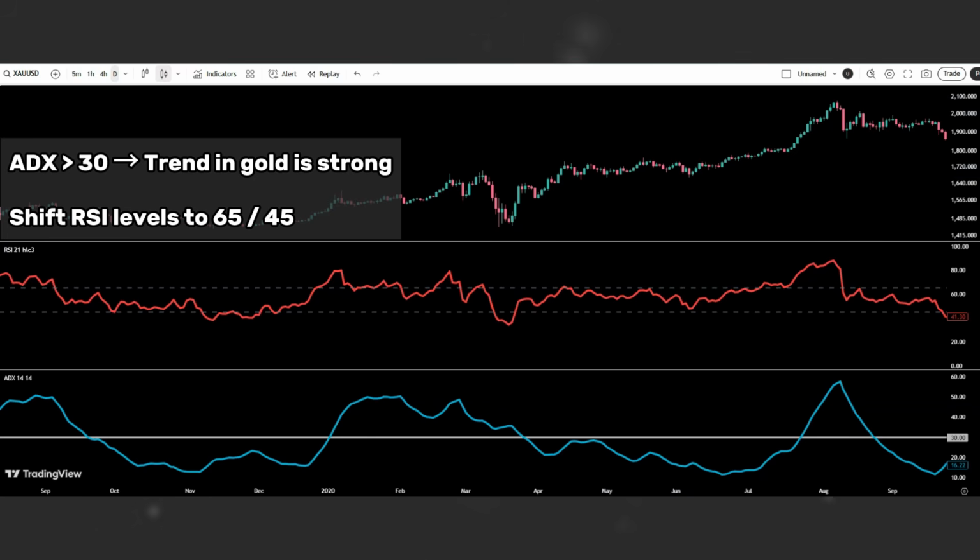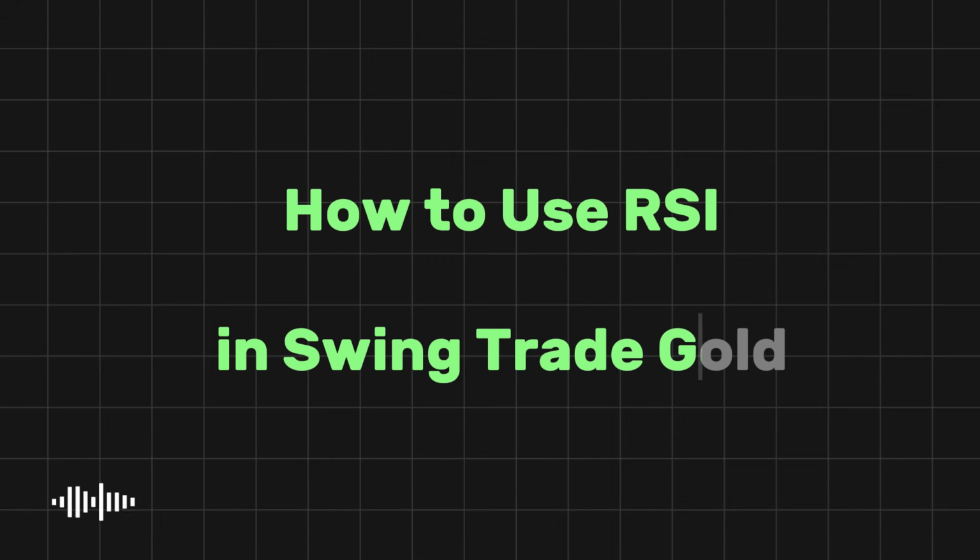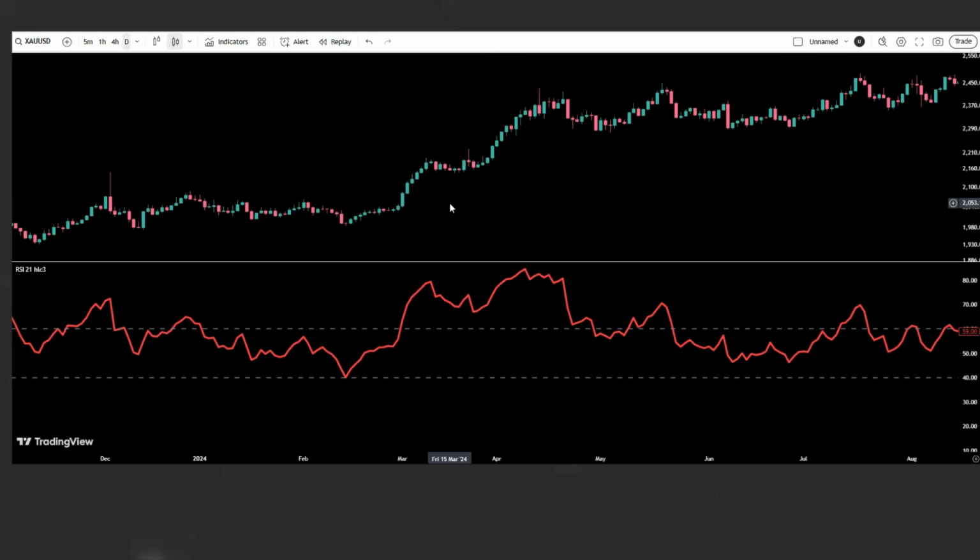Remember, this is not about predicting reversals. It's about joining the main trend and riding it safely. How to use RSI in swing trade gold. When we swing trade gold, RSI is not an entry signal. It does not tell us exactly when to buy or sell. Instead, it acts as a filter to help us decide which type of signals we should look for.